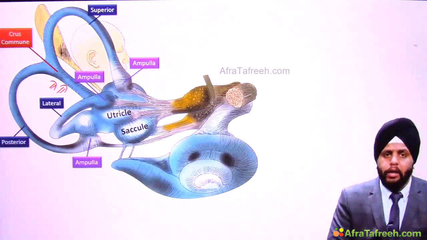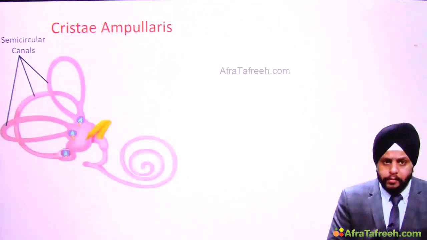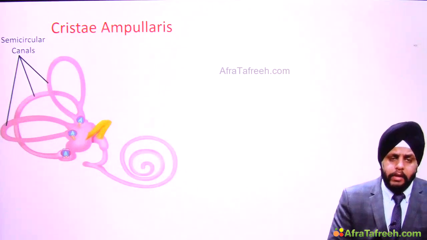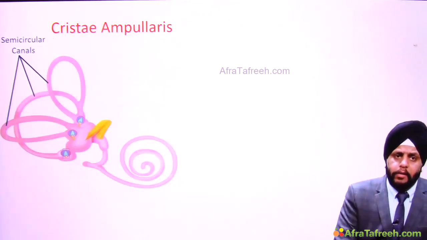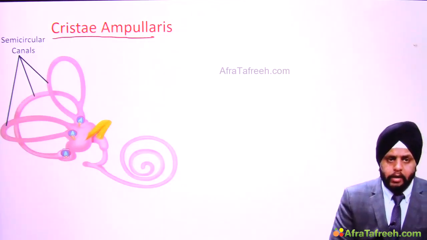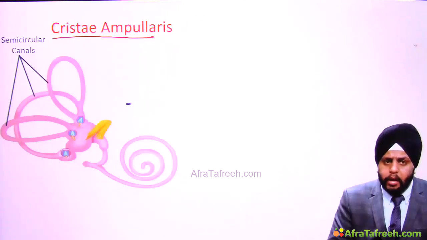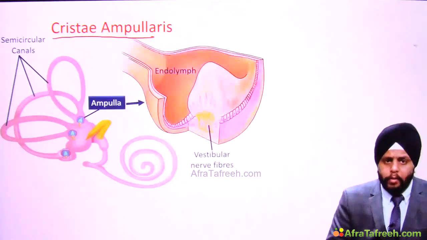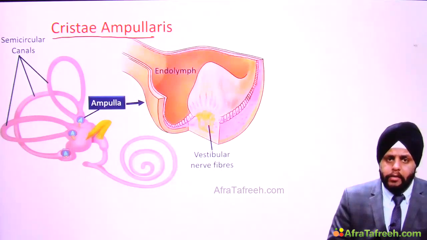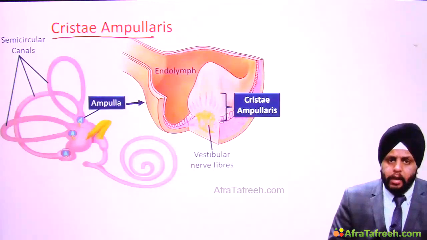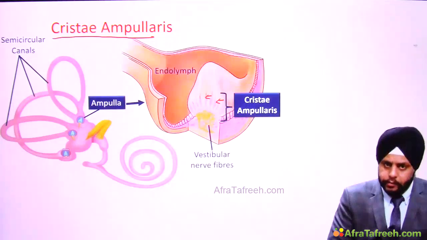Inside the ampulla, we have hairs. Now these hairs are known as cristae ampullaris. Let's look at this diagram. We can see the 3 semicircular canals, and inside them you can see this ampulla. Inside the ampulla, we have these hair-like structures. These hair-like structures are known as cristae ampullaris.